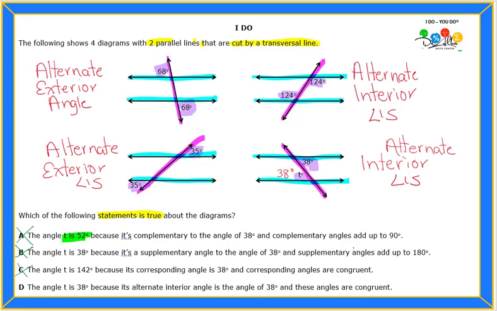We know that the angle T has to be congruent to the angle that was given to us, which is 38 degrees, okay? So letter D, the angle T is 38 degrees because it's what? Look what it says. It's the alternate interior angles. Is the angle of 38, and these angles are what? Congruent. Very good. That's what we said, right? So my answer has to be yes, it is letter D. So these are some of the things that I will suggest for you guys to memorize, right?